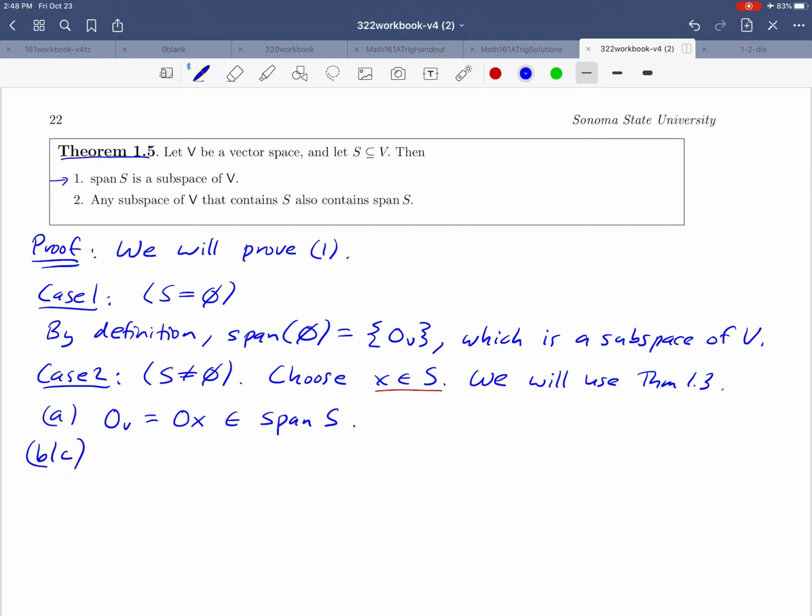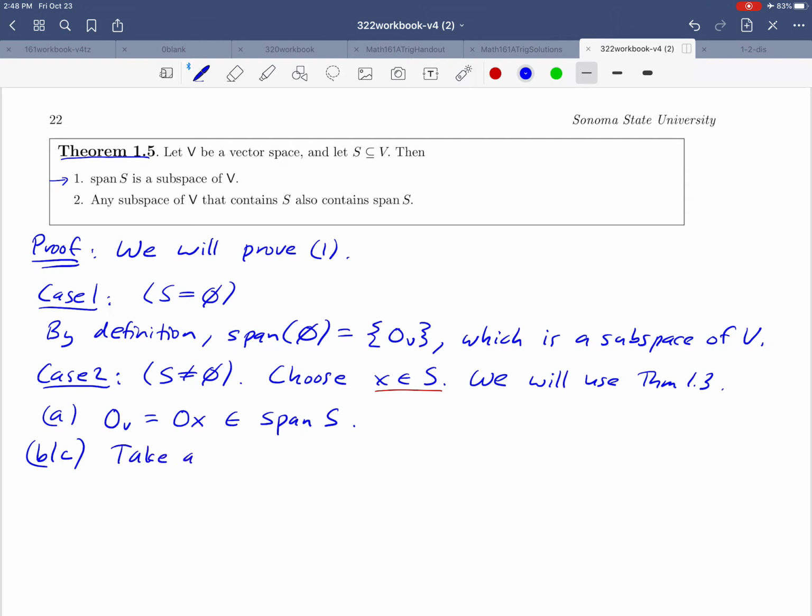Okay, and then B and C were about closure. We'd like to prove that if we start with any two vectors x and y that are in span of S, that their sum and any scalar multiples of those vectors stay in the span of S. Let's see if we can do that.